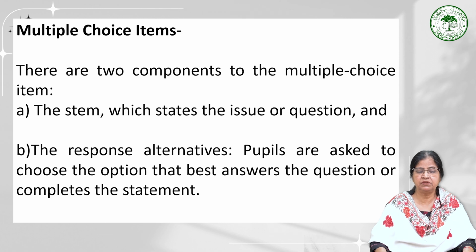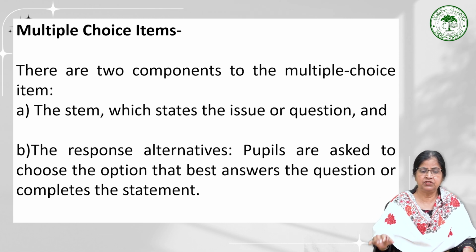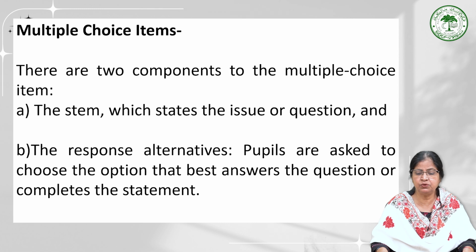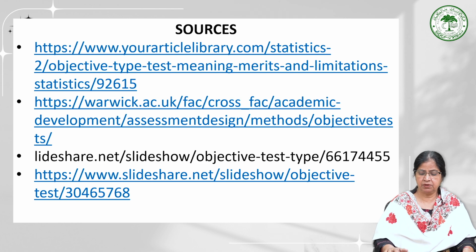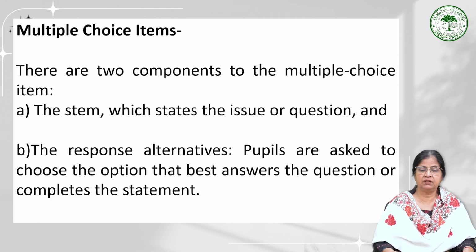Multiple choice items. There are 2 components to multiple choice items: the stem, that is the statement which states the issue or question, and the response alternatives. Students or pupils are asked to choose the option that best answers the question or completes the statement. So, this is about the types of this objective test.